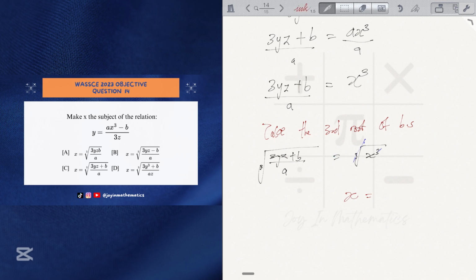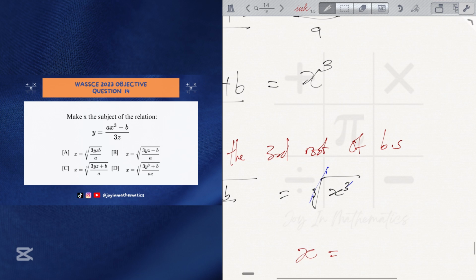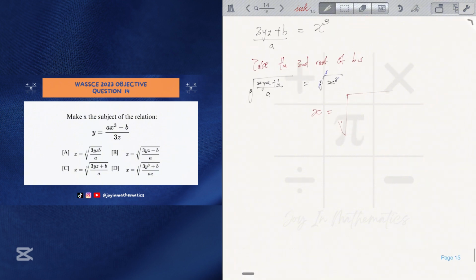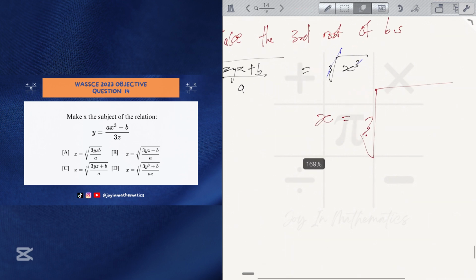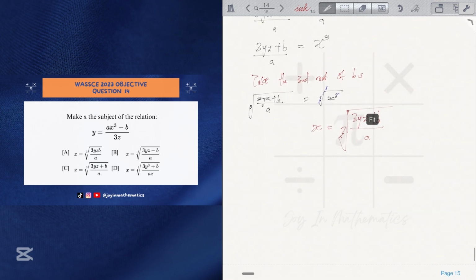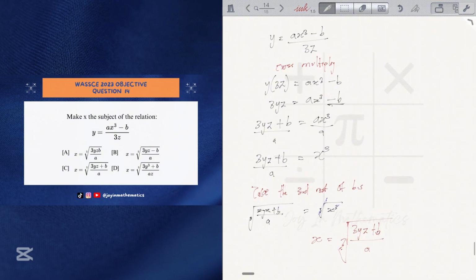Okay, we have x equals the third root of 3yz plus b divided by a. Now with this, we have solved the equation, and now x is the Pareto formula, which is equivalent to option C.